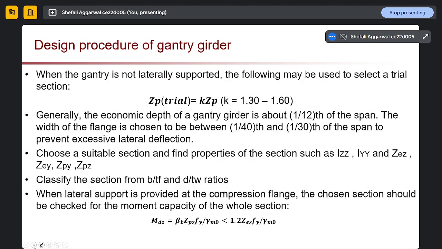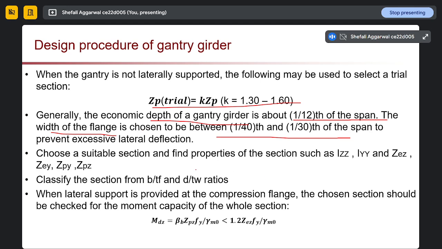So after getting the trial section, we have some conditions that our section should follow. That is, Zp trial should be equal to K Zp, where K can vary from 1.3 to 1.60. And after calculating these things, we have to check that the depth of the gantry girder is about 1/12 of span, and the width of flange should be about 1/40 to 1/38 of the span. So these are the checks we will apply.